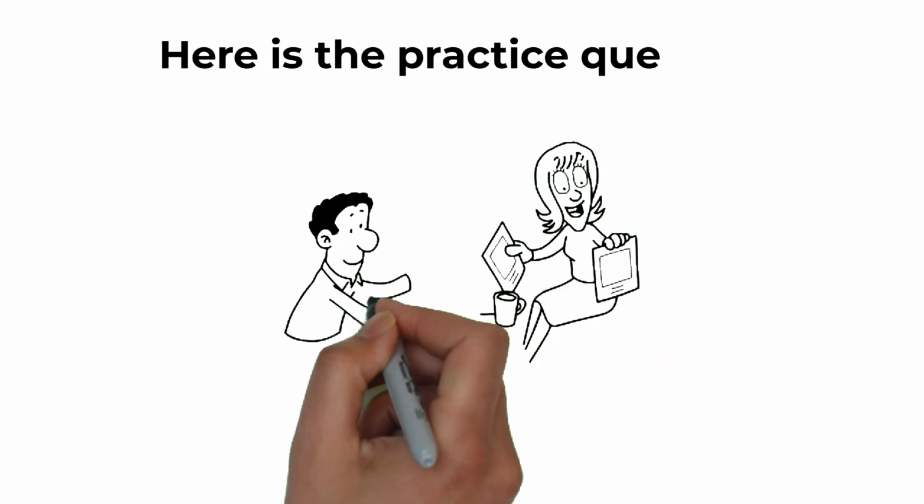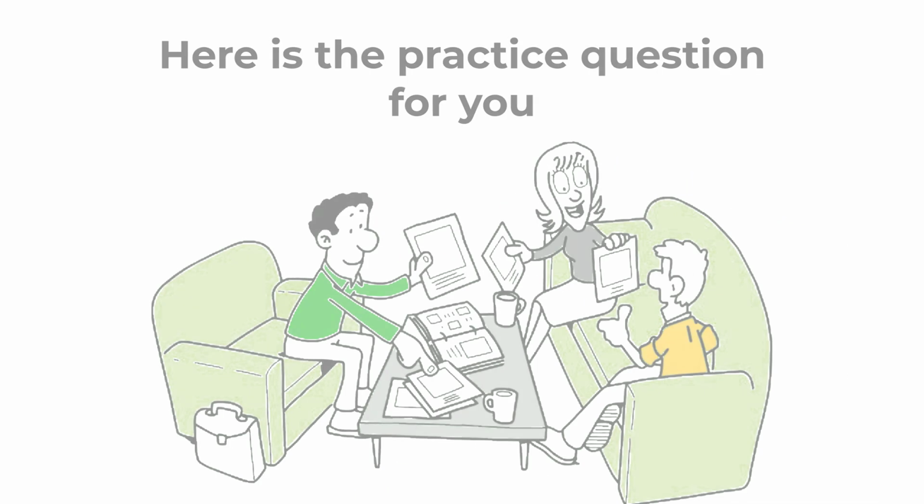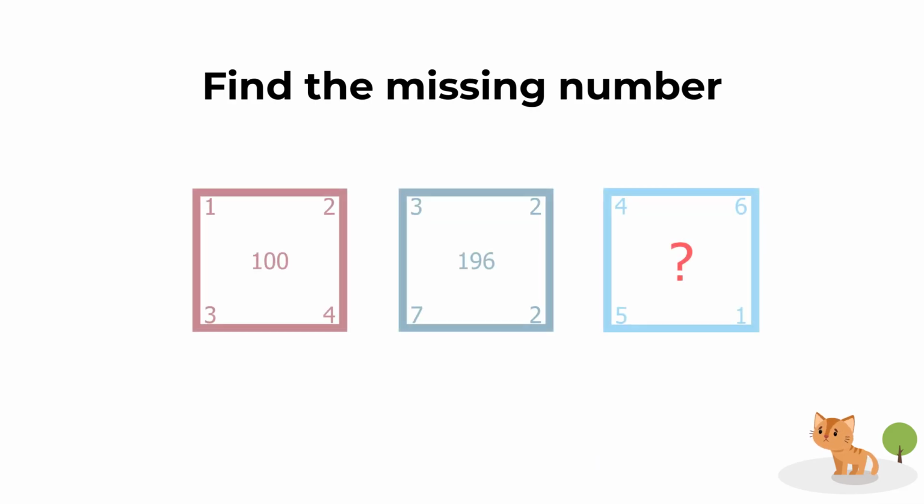Here's the practice question for you. You're presented with 3 squares. Each square has numbers in the corners and also has numbers in the middle. The 3rd square has the number in the middle missing, and you need to calculate the missing number. You have 4 different choices.